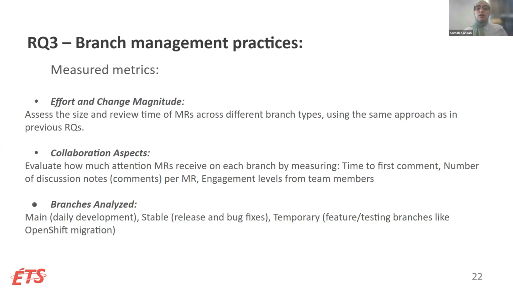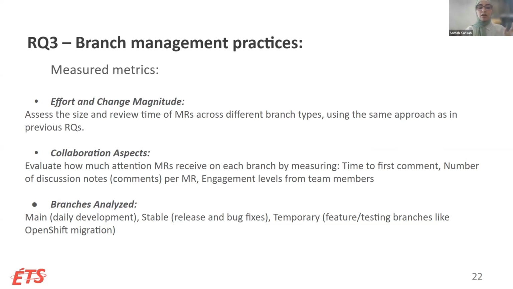Let's move now to the third research question, which is branch management. So here we also analyze the efforts, change magnitude, and collaboration aspect to see how people are collaborating, and we analyze three types of branch. Let me explain these branches. So the first one is called main.